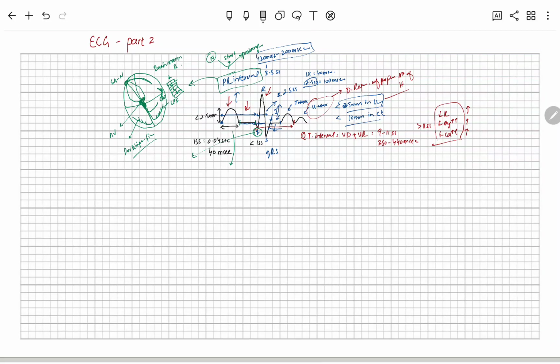Bismillahirrahmanirrahim. So this is the second part of ECG. In this part, I'm going to show you how to calculate the heart rate, right?